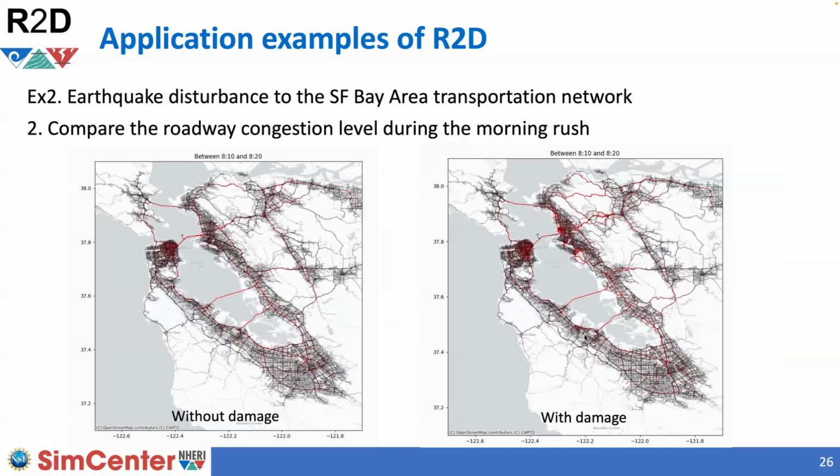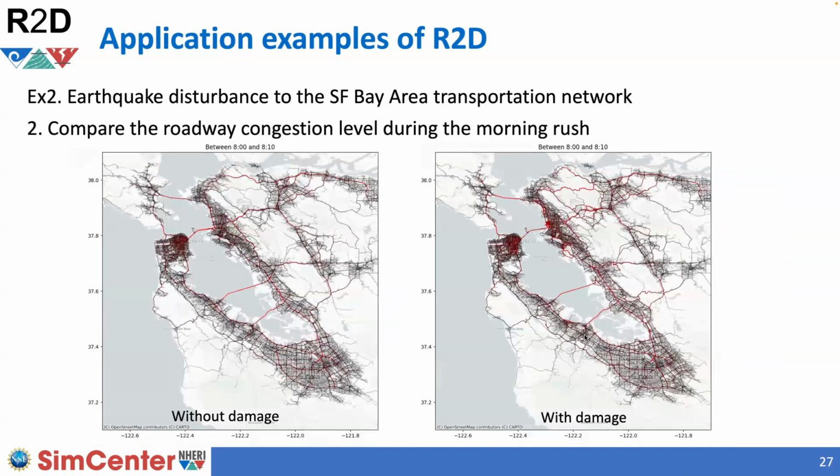And comparing them is a bit difficult on these two moving plots. So I take a snapshot of the congestion level at 8 a.m. in the morning rush. And you can see after the earthquake, there is a lot of congestion on the east side of the Bay Bridge. And there are also a lot of trips that detour on the east side of the San Francisco Bay Area.